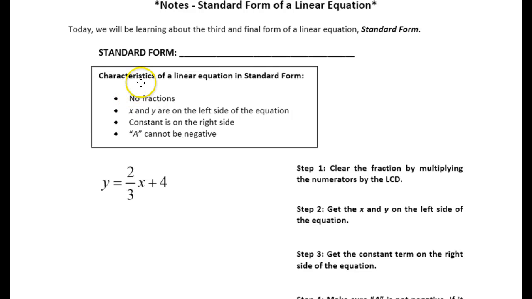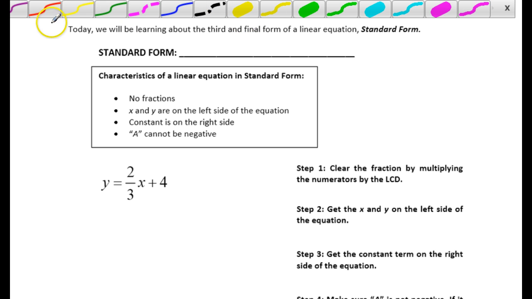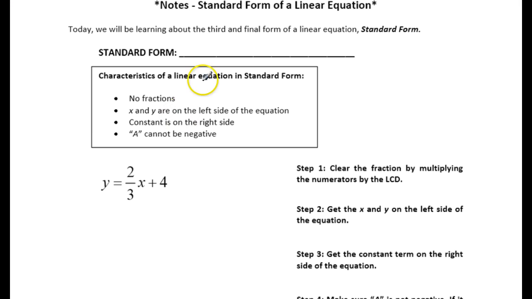Alright, so for this podcast, we're going to be learning about writing linear equations in standard form. Okay? You've seen a lot of equations in standard form, but now we're giving it a name. All along, we've been taking things out of standard form. Now we're going to learn how to put it into standard form. Okay? So, what standard form looks like is this. Well, before we even go to that, remember, this is the third way.